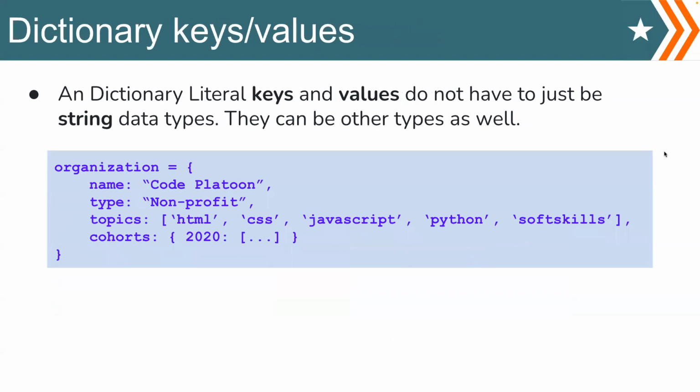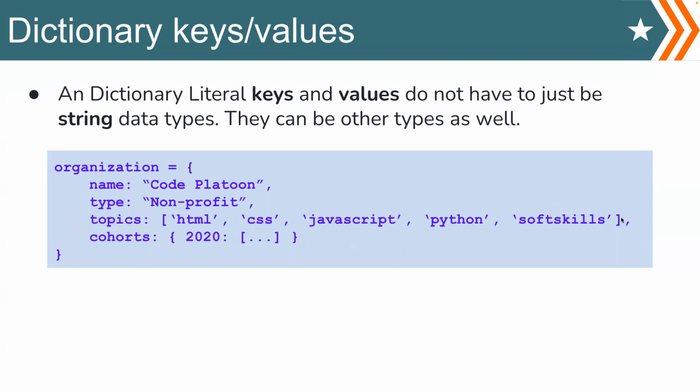So we'll see that dictionaries are key value pairs. So for a dictionary literal, keys and values do not have to just be string data types. They can be other types as well. So there it goes into specifying this organization. We see that the name of the organization is Code Platoon. Notice the slide has all of the left sides without quotation marks. So this example here would fail. This example would only work if all of the keys were wrapped in quotation marks as well.